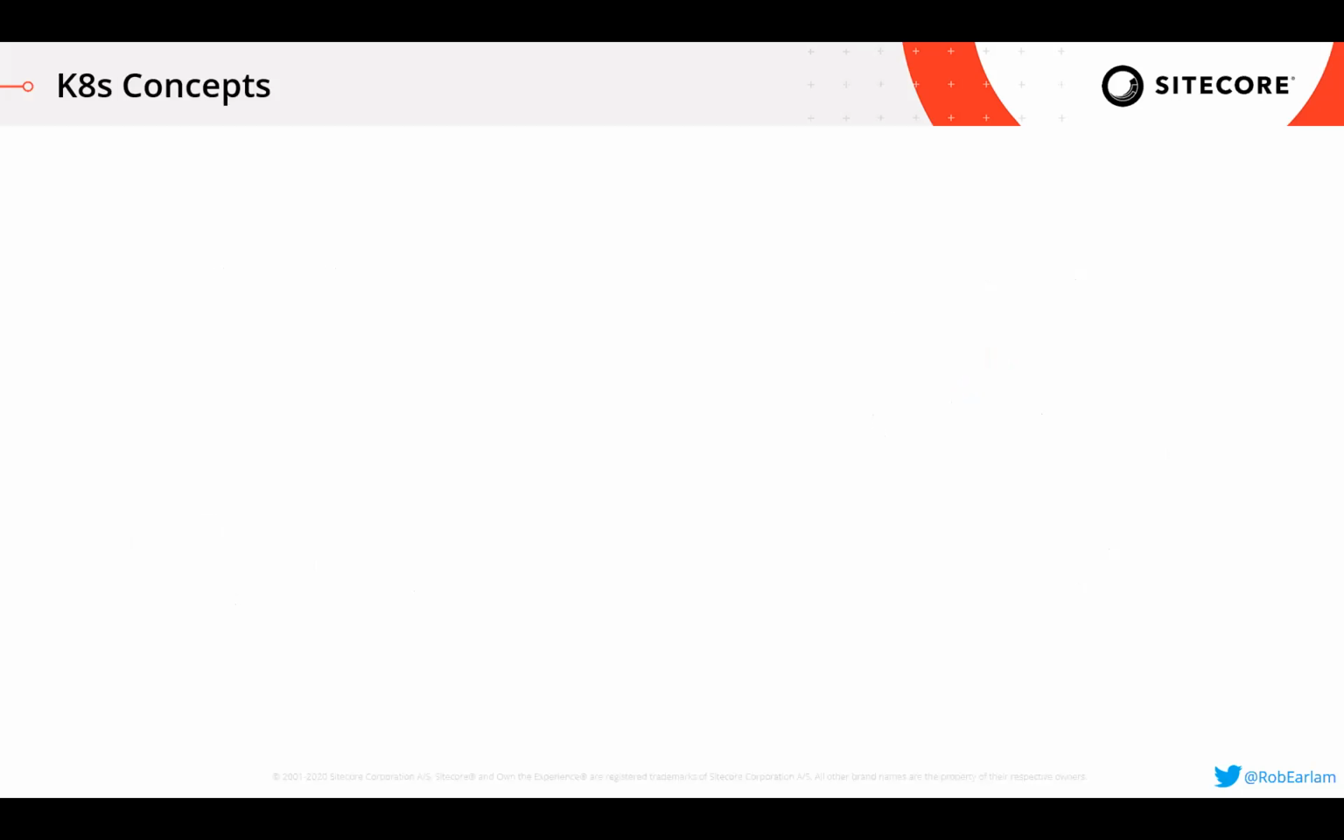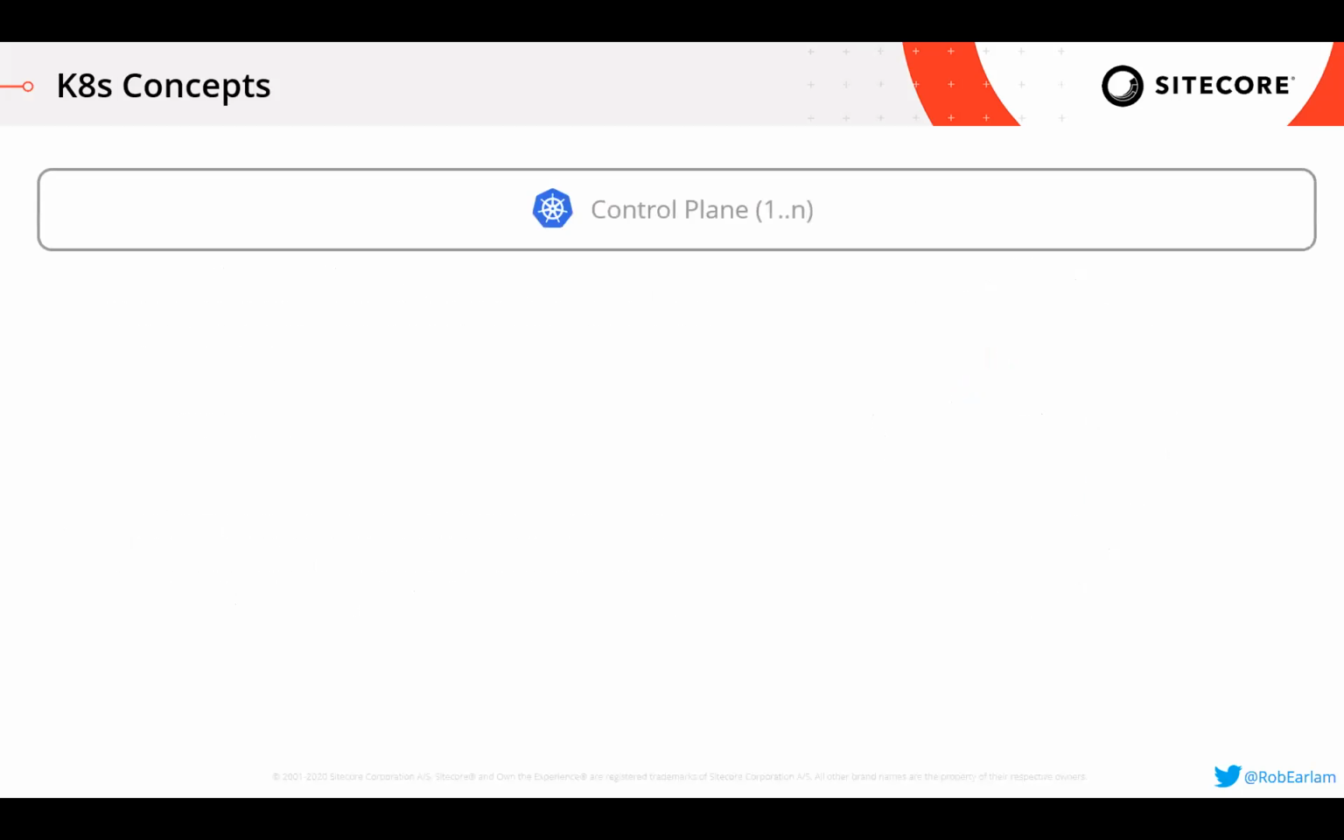When you start off with Kubernetes, you start off with a control plane, and you will have one or more instances of these to provide high availability. This is where the actual Kubernetes code functions. It has to run on Linux. So in Sitecore's example, we run on Windows containers, but you will still need at least one Linux node to be able to run your control plane. Most likely two if you need high availability.